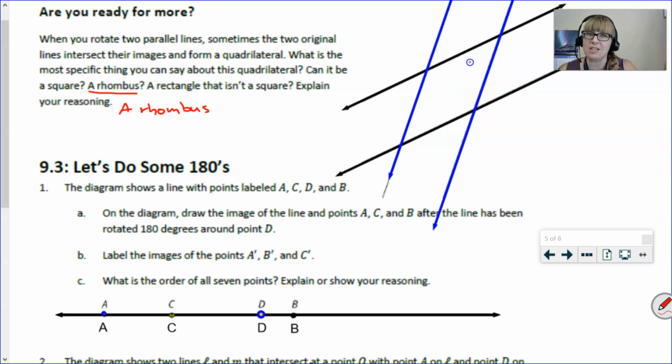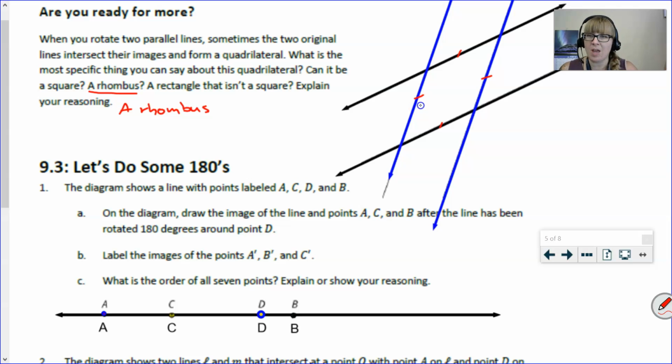Remember that a rhombus is a four-sided figure with each side the same length. All four sides would be the same length. And we know that they're all the same length because they're parallel. So we know that that side is going to be equal to that side, and this side is going to be equal to that side. And again, it's because we understand the definition of rhombus and not just because it looks like it is a diamond.